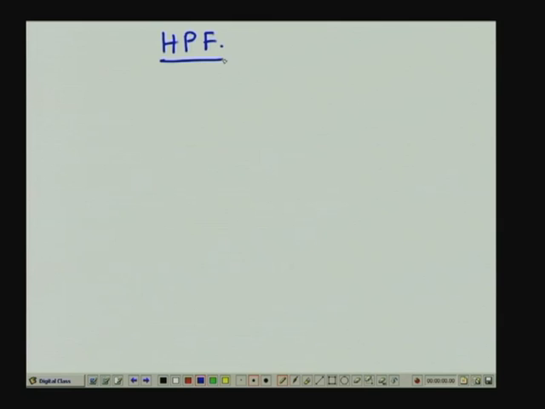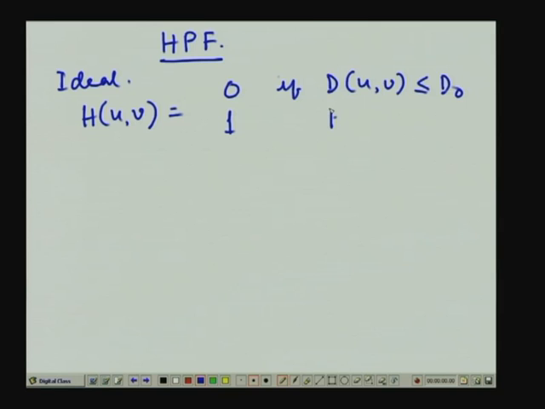So, just in the reverse way, we can define an ideal high pass filter as H(u,v) equal to 0 if D(u,v) is less than or equal to D0, and equal to 1 if D(u,v) is greater than D0. So, this is the ideal high pass filter.